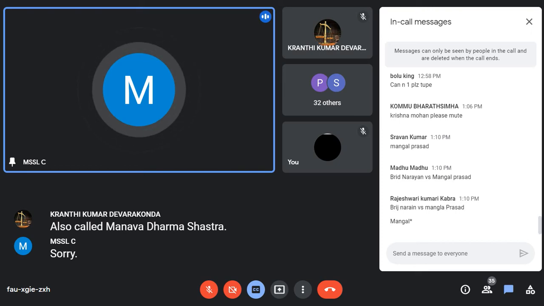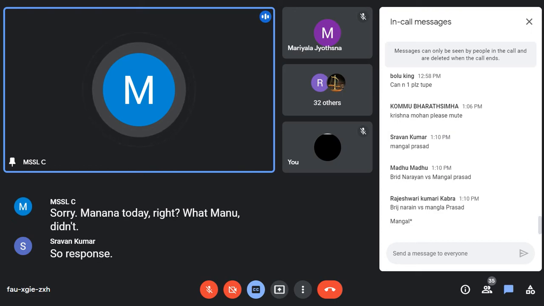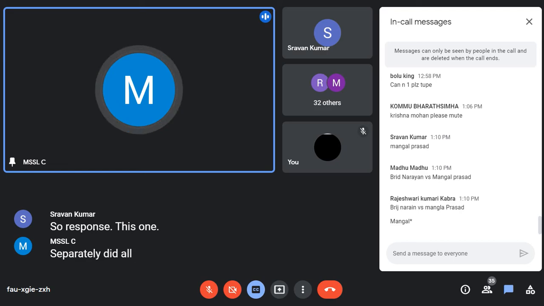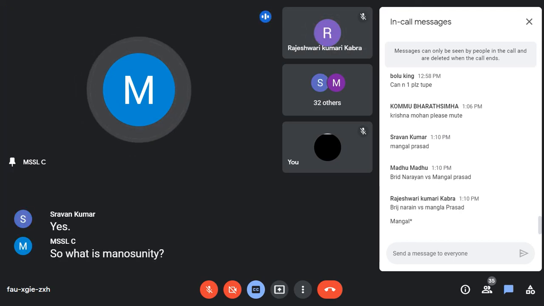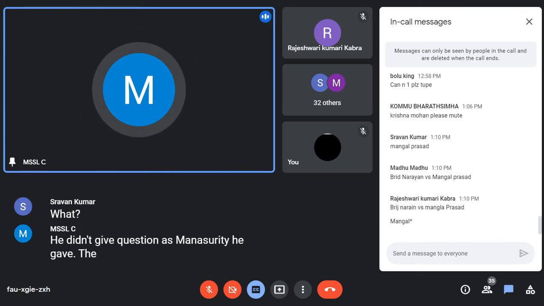Now we have read Manu Dharma, Yajnavalkya Smriti, Manusmriti. Did we read it right? What Manu did, what Prajapati did, and the Narada Smriti. Yes, ma'am, we did all these three separately. So what is Manusmriti? He didn't give the question as Manusmriti. He gave the question as Manu Dharma. Write a short note on Manu Dharma.